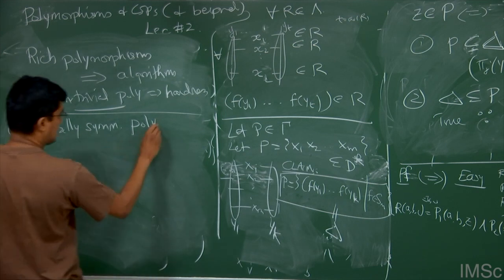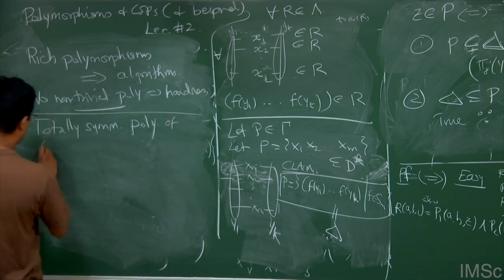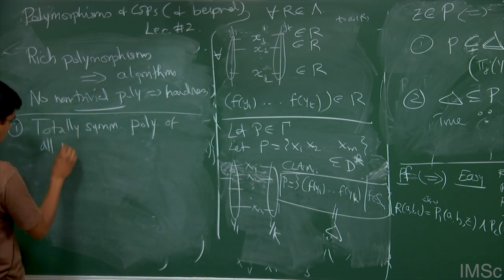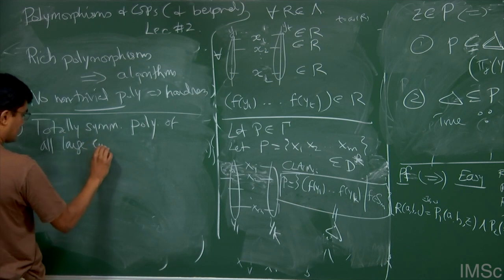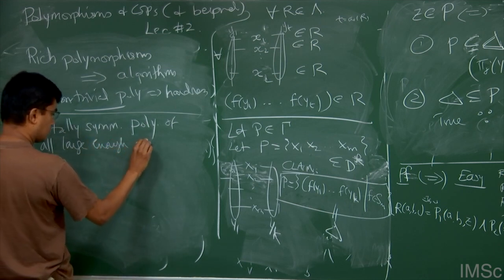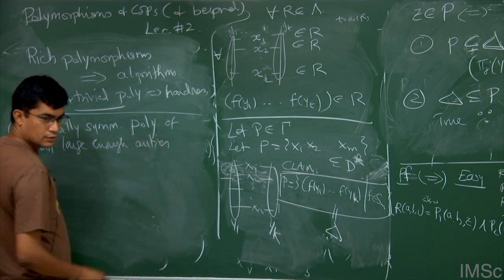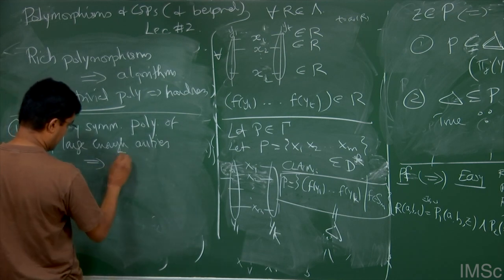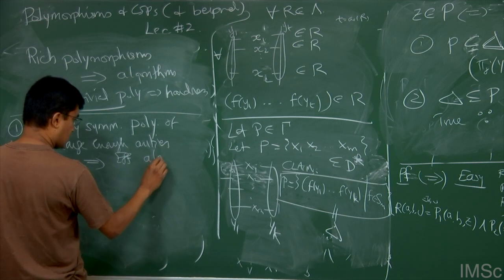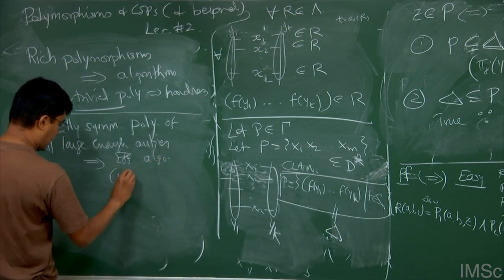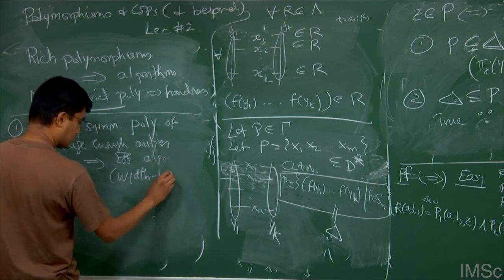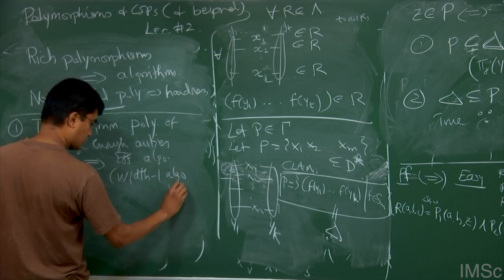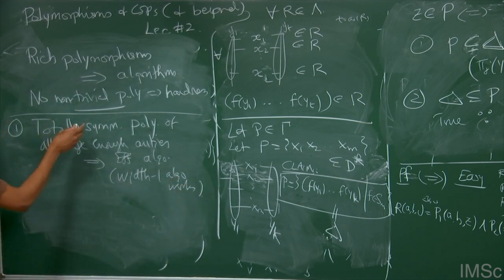Suppose you have totally symmetric polymorphisms of all large enough arities. This implies an efficient algorithm, in particular the width 1 algorithm, which I am going to describe. And I should also tell you what totally symmetric means.